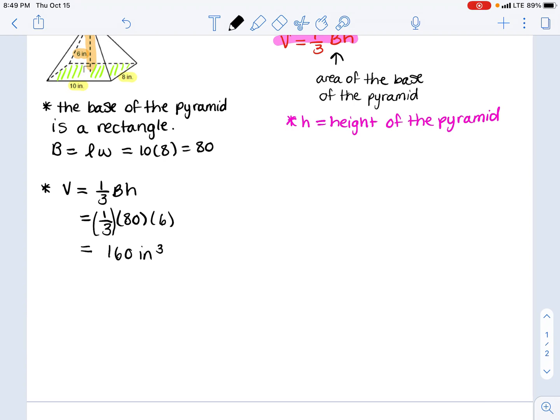The reason I wrote parentheses around the 1/3 is I was showing you, depending on how you're entering it in your calculator, if you want to put 1/3 times 80 times 6 into your calculator, you want to be careful to put parentheses around the 1/3 so that your calculator understands that you want to take 1/3 and multiply it by 80, and not do 1 divided by 3 and then multiply by 80. It really has to do with PEMDAS. Basically, just make sure you put parentheses around it when you put it into the calculator. That's pretty much the moral of the story.